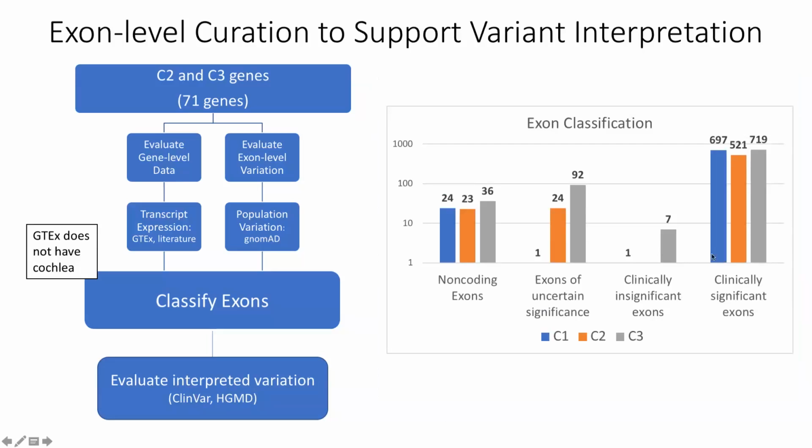And this is just the classification here. There were 24 to 36 non-coding exons. Each one of the categories of genes actually had exons of uncertain significance. And even though there weren't a ton of them, because we tried to be cautious, there were actually 8 clinically insignificant exons that we came across, largely in category 3, which makes sense.